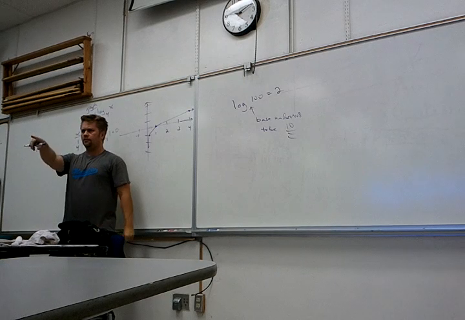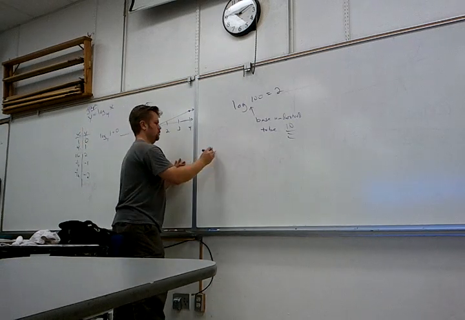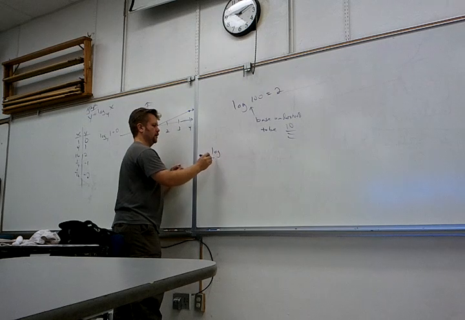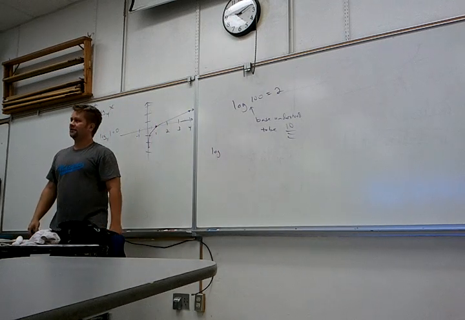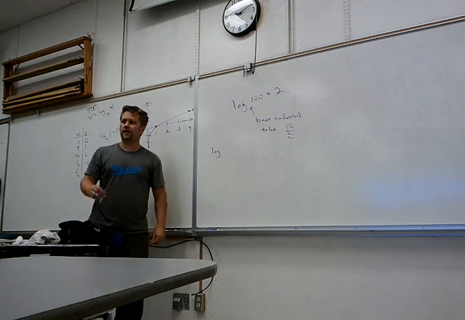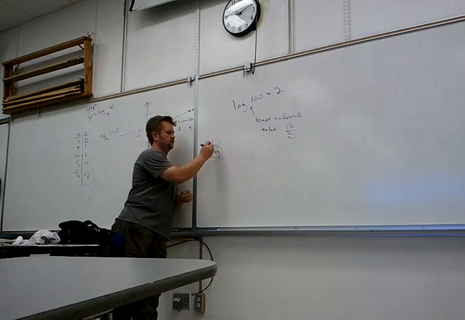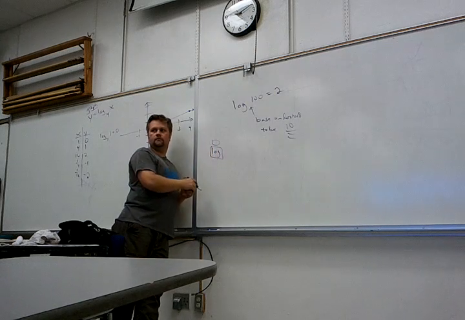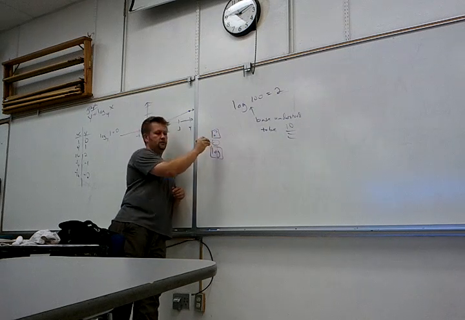Can you all see the log button on your calculators? Underneath or above it, there's an ln, which is nifty. That's a natural log. See, really stupid math jokes about natural log cabins and stuff. What's right above the log button? Not the next button up. Right above it: 10 to the x.